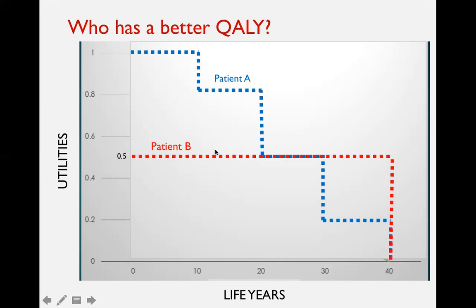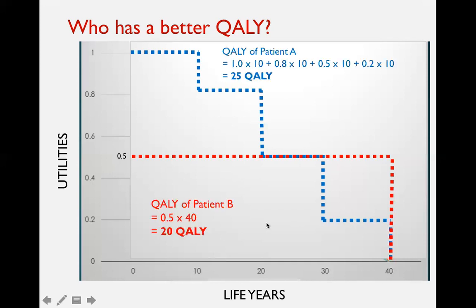Patient B also lived till 40 years old with a stable utility, compared to patient A who began deteriorating as the decades went by. But can we safely say that patient B has a better utility than patient A? Because at the end of life, patient B had a better quality of life over the last decade compared to patient A.